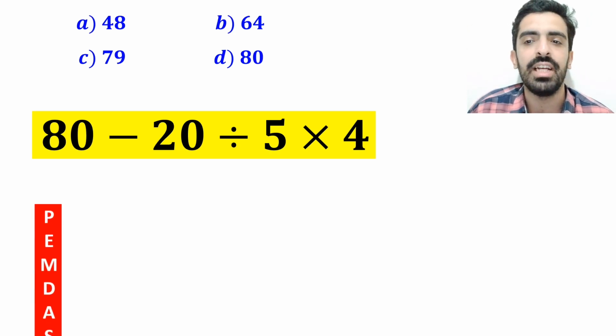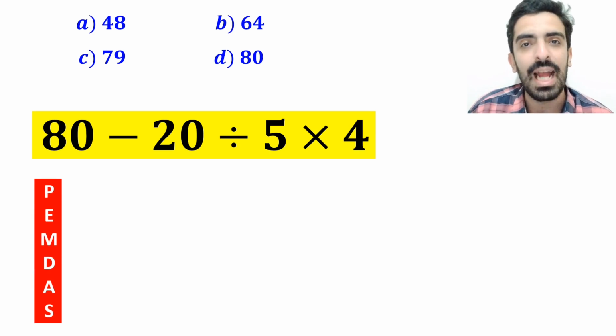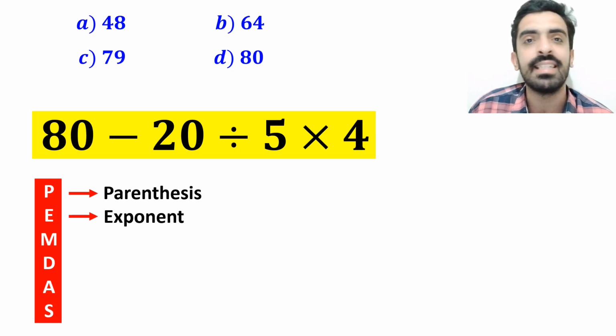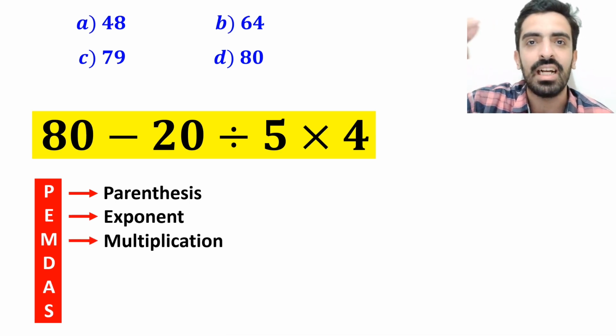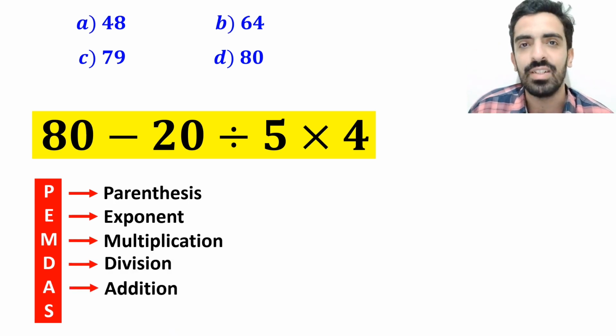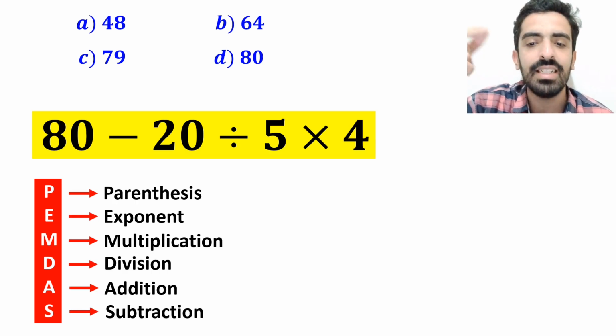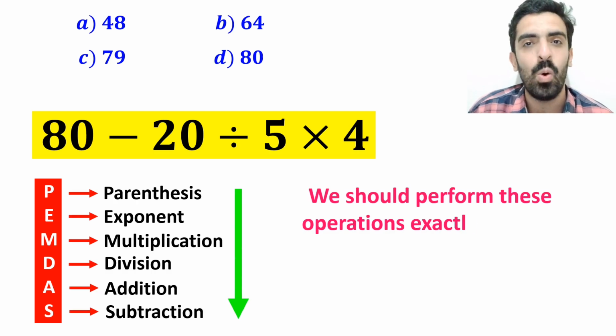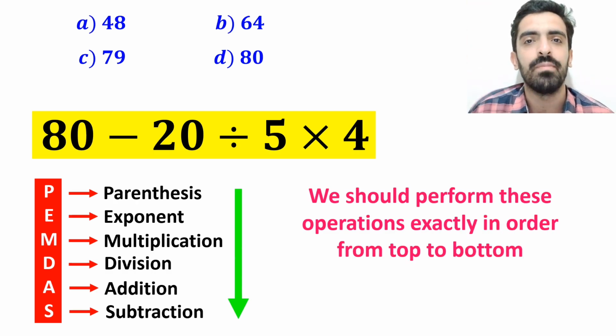To solve this question, we must follow a rule that is called PEMDAS. In this rule, P stands for parentheses, E stands for exponent, M stands for multiplication, D stands for division, A stands for addition, and S stands for subtraction. We should perform these operations exactly in order from top to bottom.